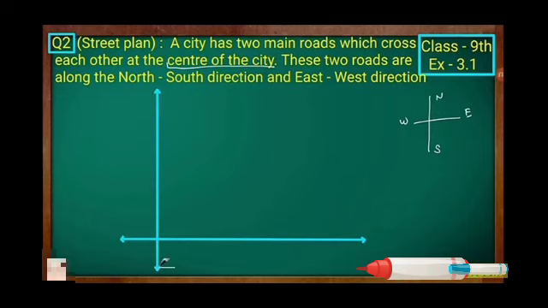This is the north, south, north, south, east and west. This is the position of two crossroads. They are crossroads because they intersect each other.